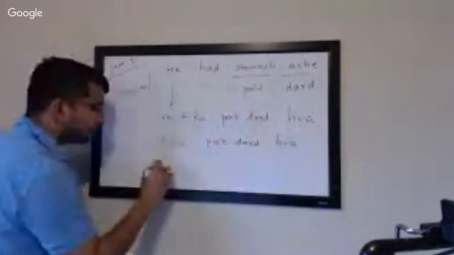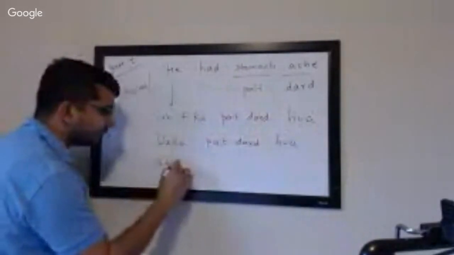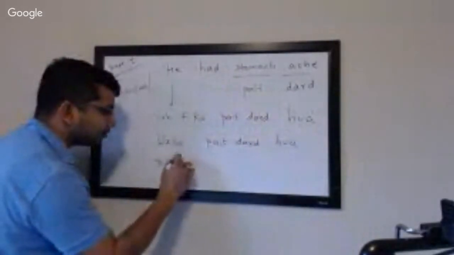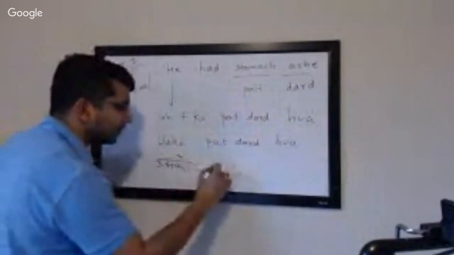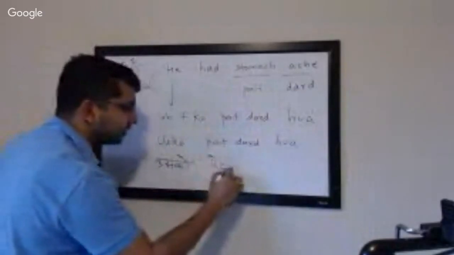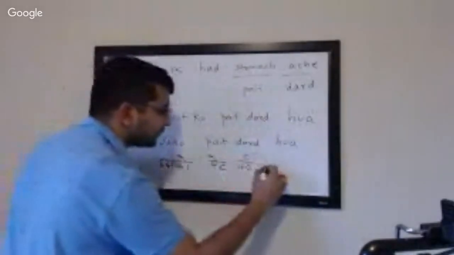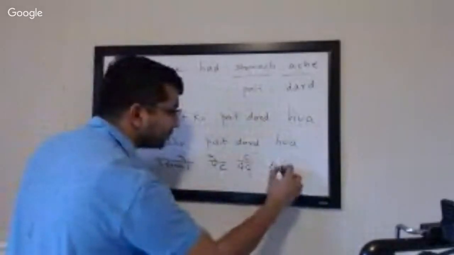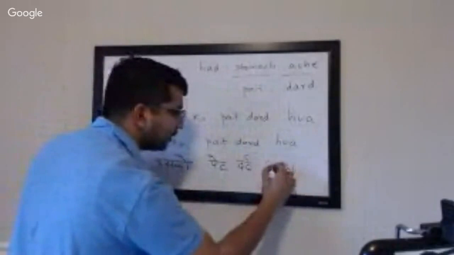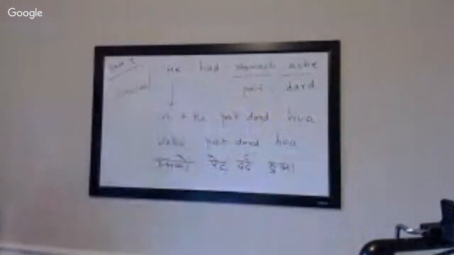And for those of you who are more into Devanagari, you will say उसको, and you will say पेट दर्द, and then you say हुआ. उसको पेट दर्द हुआ. Okay. Feel free to ask me any questions. We're not in a rush. So if you have any questions, I'll still be able to cover that.